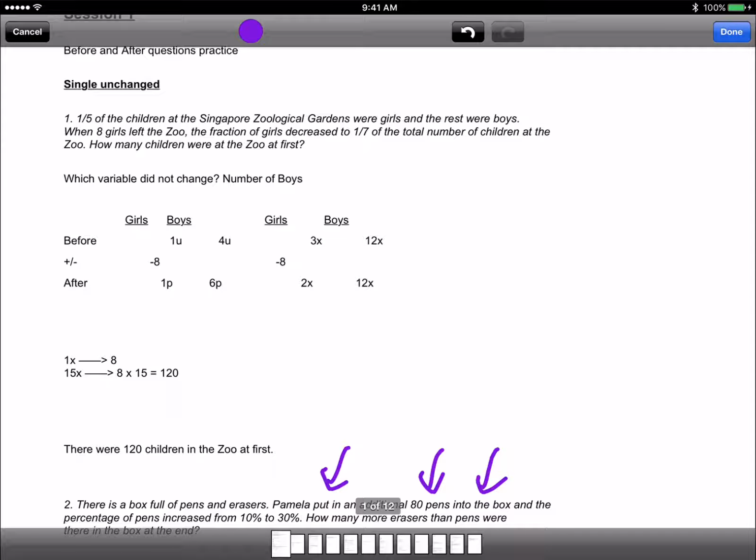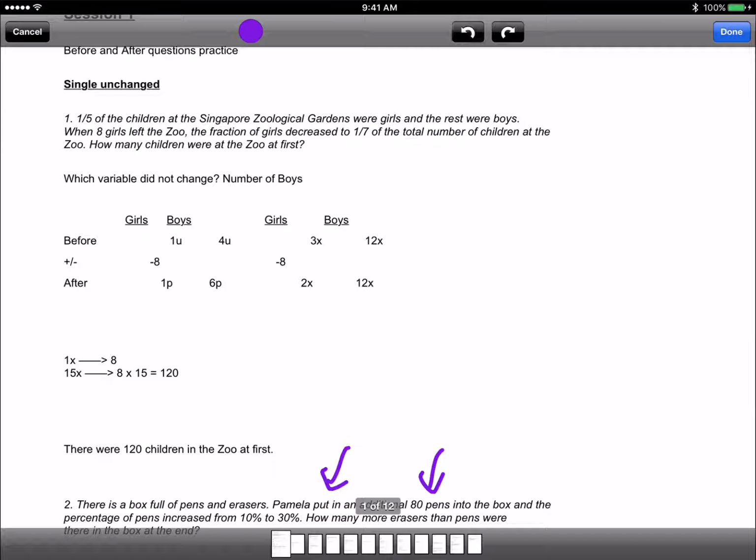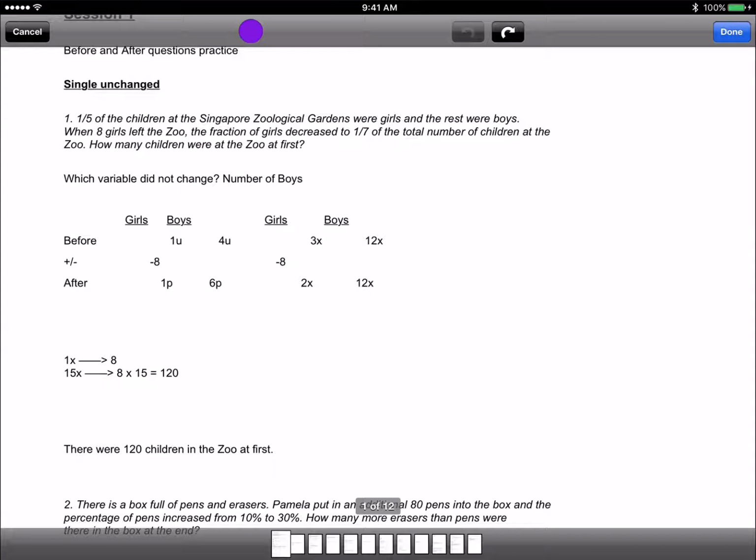Okay, I'm going to do the working somewhere at the top in this space. Alright, let me just choose the correct type of pen. Okay, that's great.